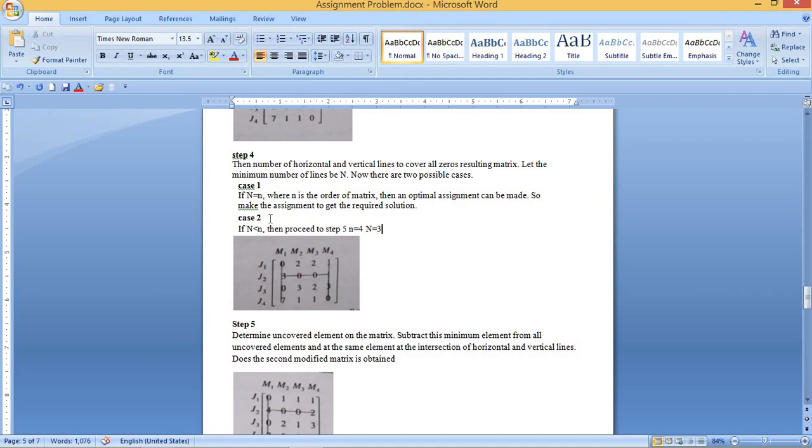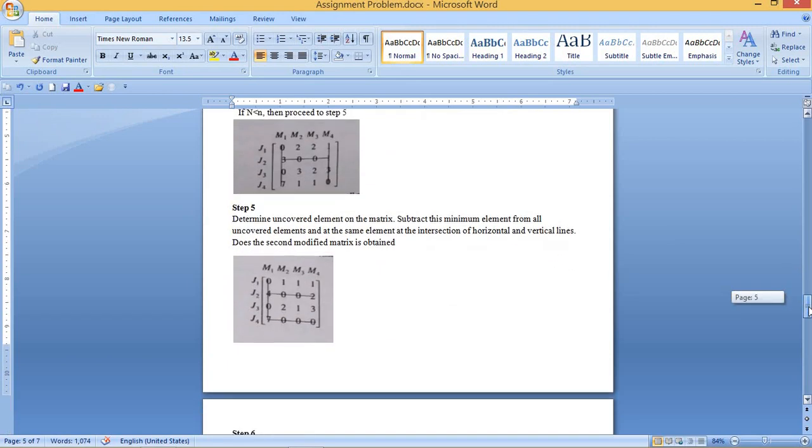So there are 2 cases. One is capital N equal to small n, and the other is capital N less than small n. If capital N equals small n, then we go through case 1, and if not, we go to case 2. In this particular case, we consider case 2, because it satisfies our condition, that small n is greater than capital N. So for case 2, proceed to step 5.